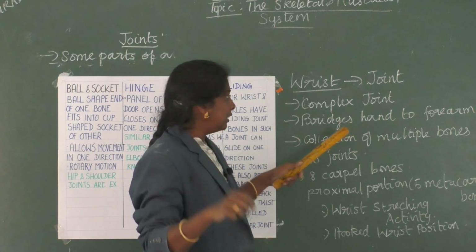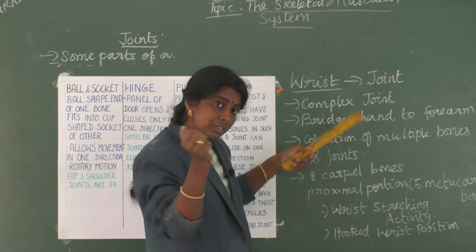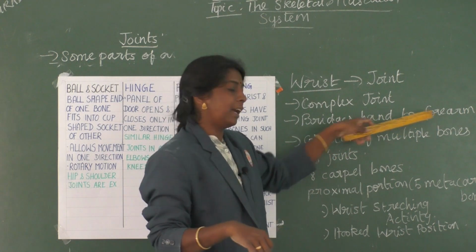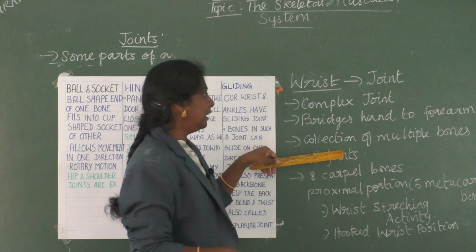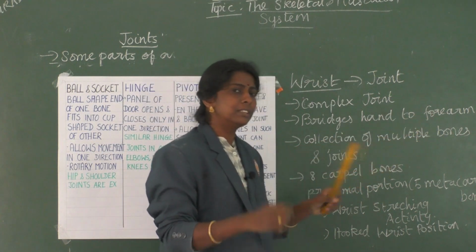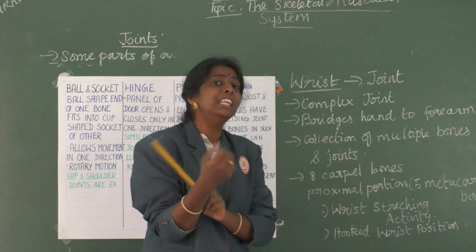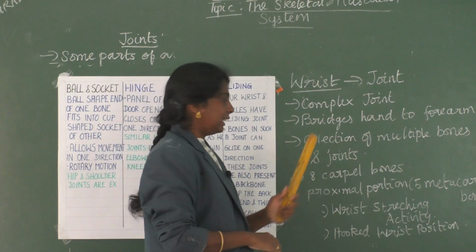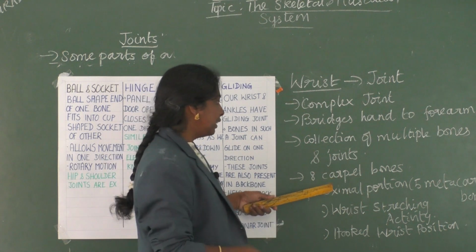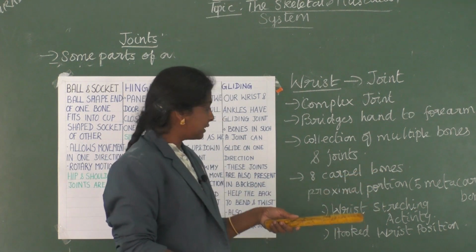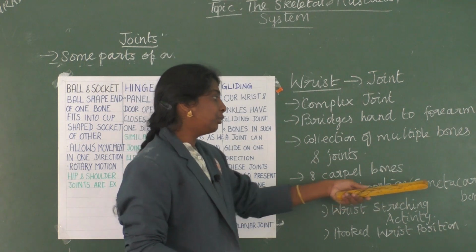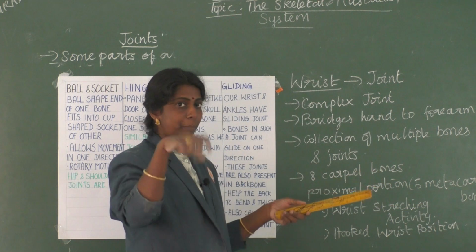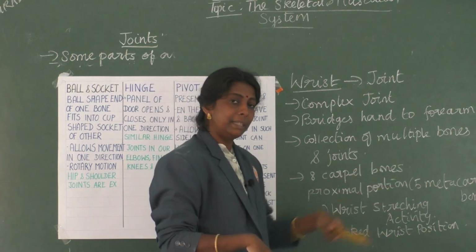Why? Listen, this wrist is a position where it bridges the hand to the forearm. And then it's a collection of multiple bones and joints. So, we are going to learn about that. They have totally 8 carpal bones and in the proximal position 5 metacarpal bones. So, 8 plus 5, that is 13 bones are present there. 8 carpal and 5 metacarpal.